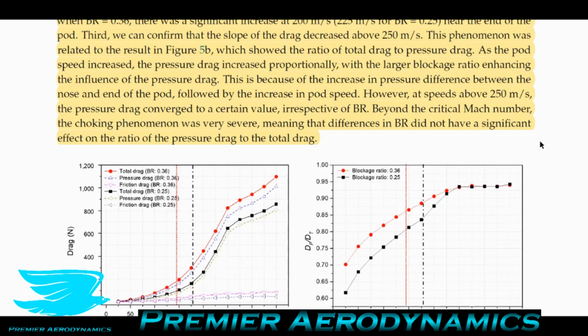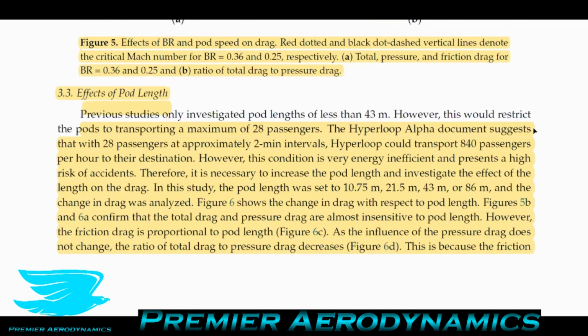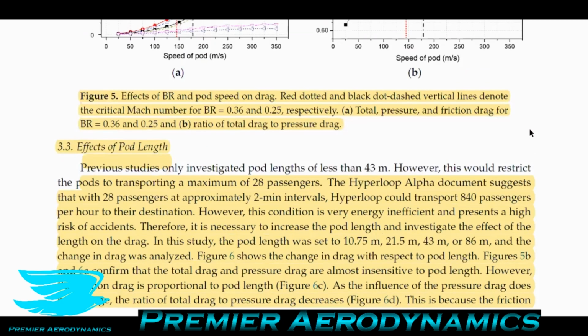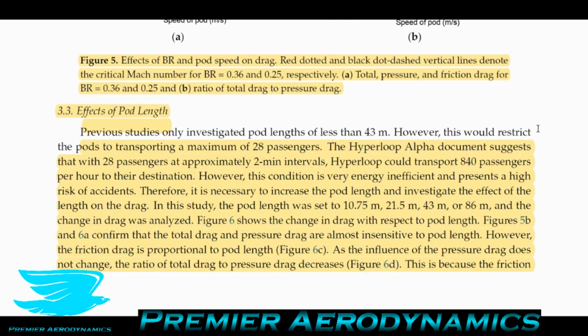So that's why we saw that plateau in the pressure drag before. So let's talk about the effect of the pod length now. So we found that as you increase the blockage ratio, you're going to be increasing the drag. Also, if you increase the speed, the drag dramatically increases up until a point, and then it sort of plateaus off a little bit. Now let's look at the pod length.